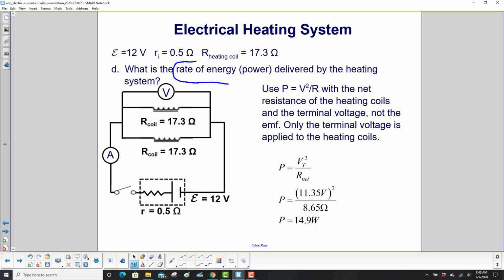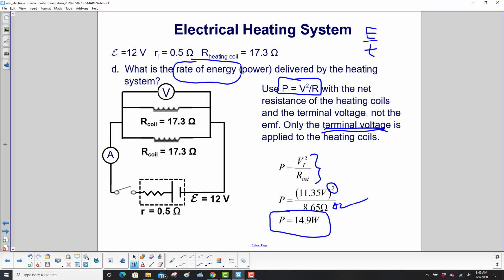What is the rate of energy? And whenever you see this phrase, that means energy over time, which is power, delivered by the heating system. We're going to use the power equation, V squared over R, with the net resistance of the heating coils and the terminal voltage, not the EMF. Only the terminal voltage is applied to the heating coils. So here's our equation, V terminal squared over R net, 11.35 volts squared, make sure you square it, divided by the resistance of the two heating coils, which is 8.65 ohms, and we get 14.9 watts.